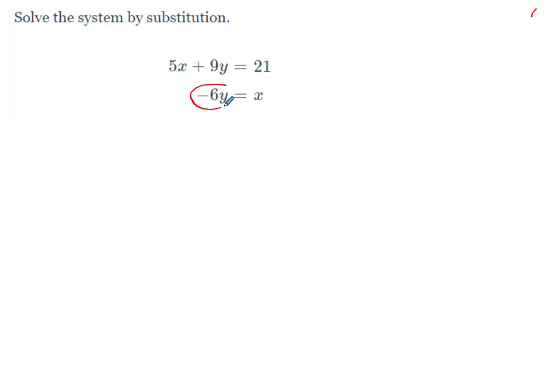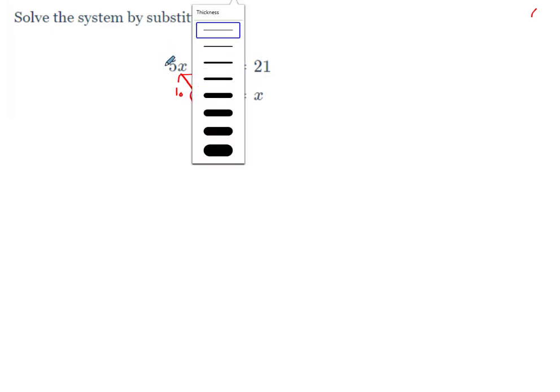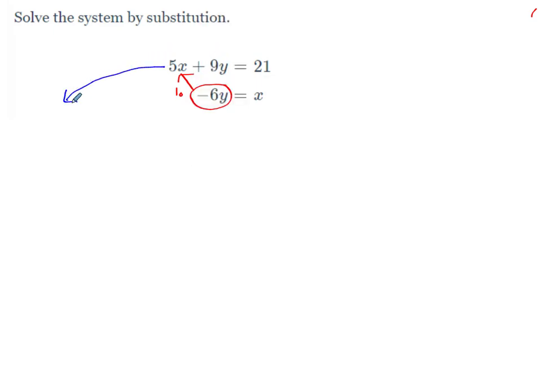I'm going to go ahead and take this negative 6y, and wherever there's an x, I will substitute it. So right here. So that's step number 1. Negative 6y goes in for x right there. Okay, so now I'm just going to go ahead and move this to the side. I'm going to do 5 parentheses. In goes negative 6y where the x used to be, plus 9y equals 21.